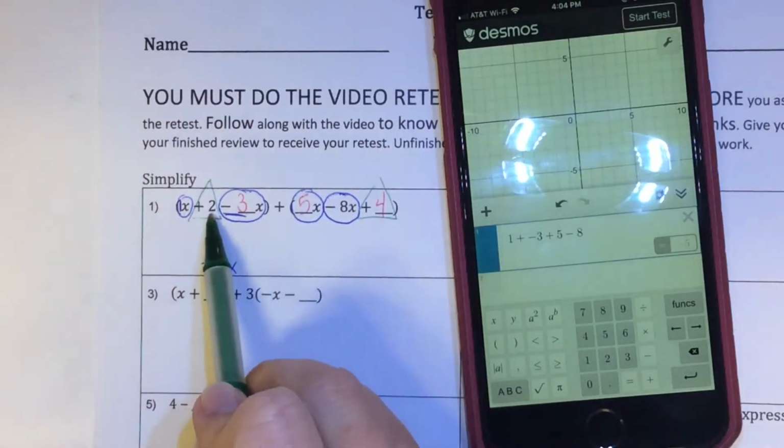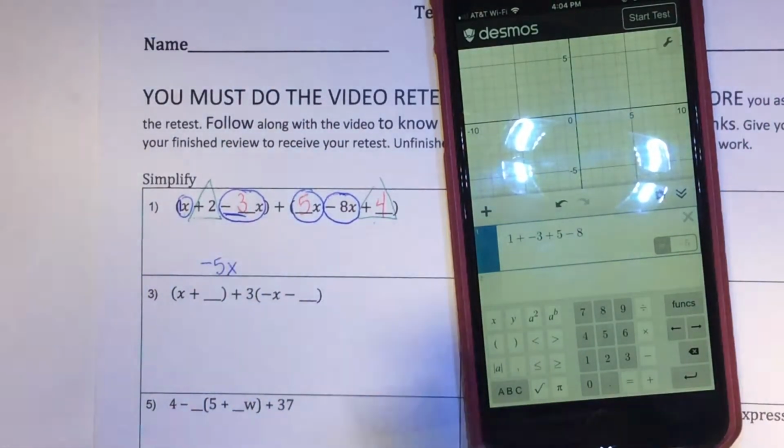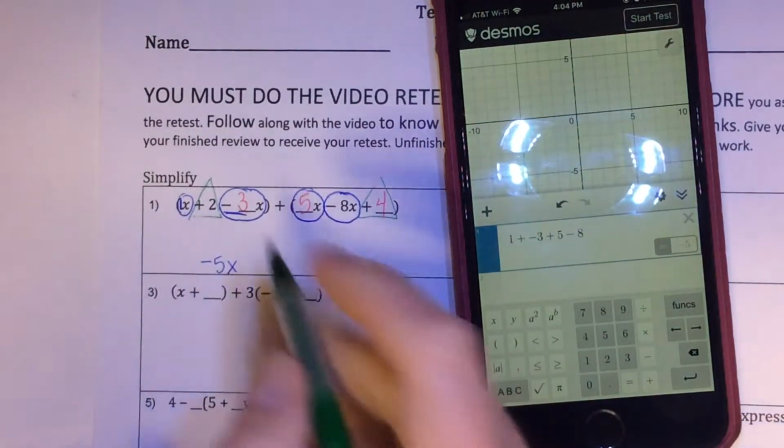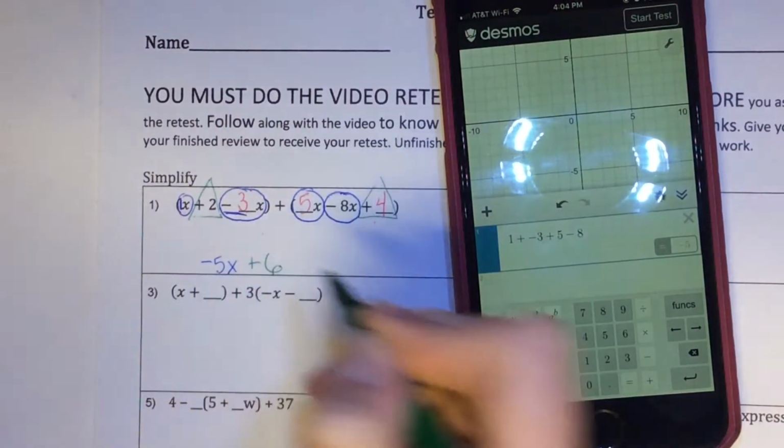Right, so we had a +2 and a +4. So we're going to put those together. If you need your Desmos, you are welcome to type that in. A +2 and a +4 are going to give you 6.